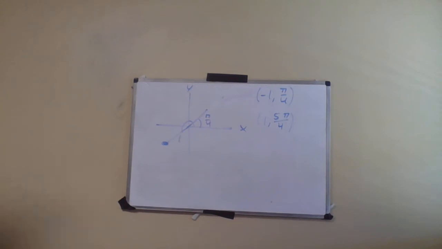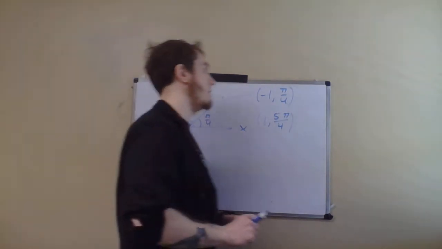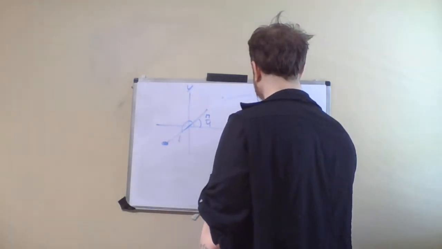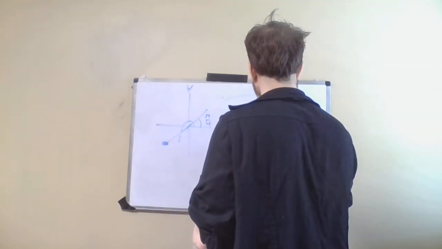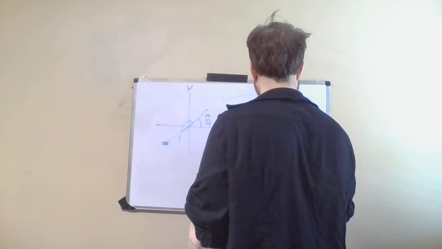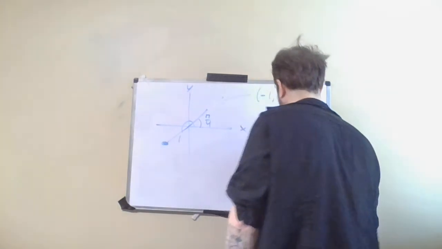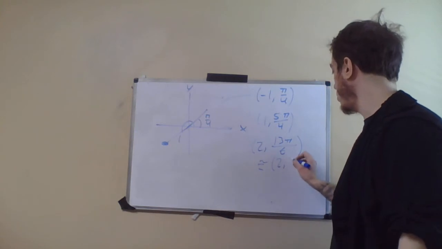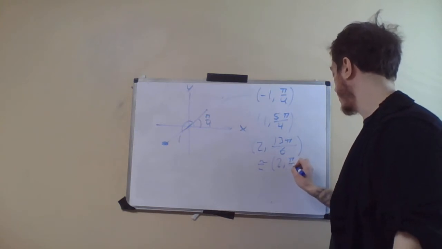We can locate these different points, but there are some tricky things that can come up. Similarly, what if I had (2, 13pi/6)? Well, this is the same as (2, pi/6).